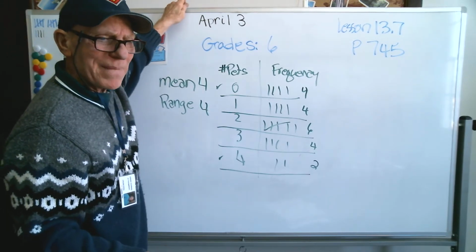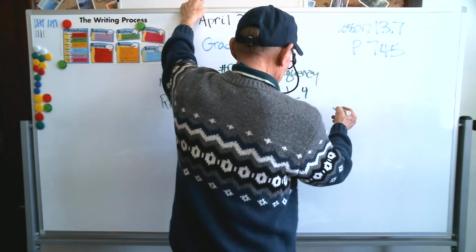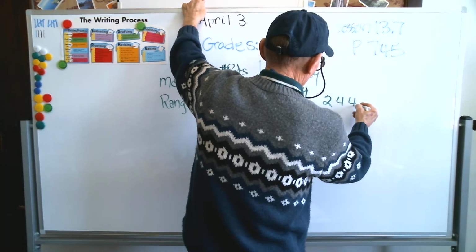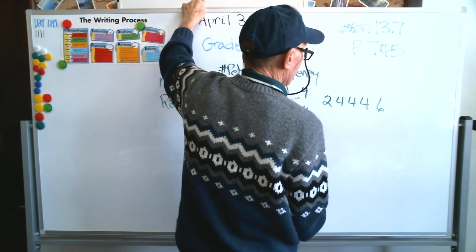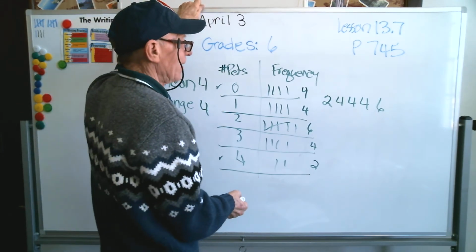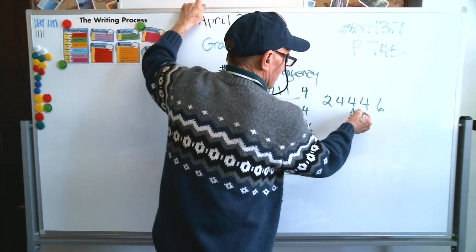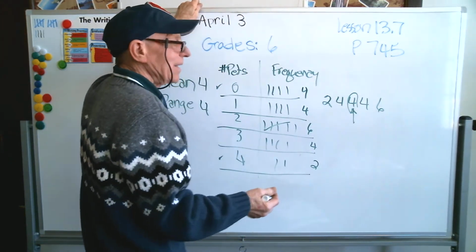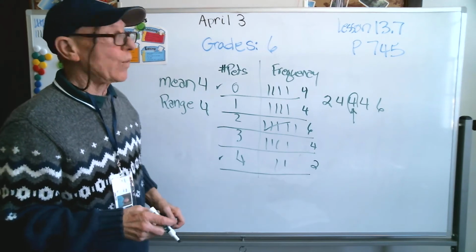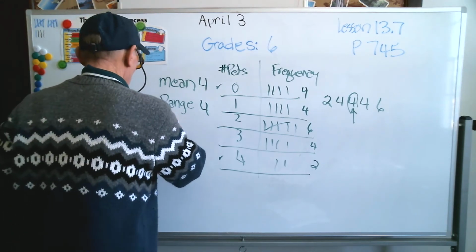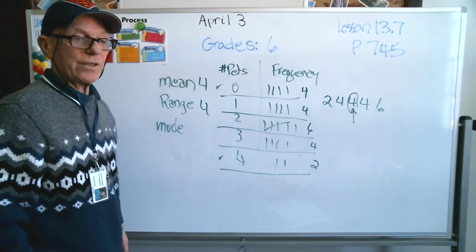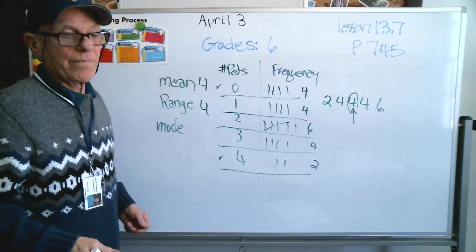Maybe you want to know what the median is. And in order to find the median, you got to line up your numbers. 2, 4, 4, 4, 6. Interesting how this one's working out. Because your median, the middle number, the median is also 4. You might want to know what the mode is. What's the mode? The mode is the number that appears most frequently.